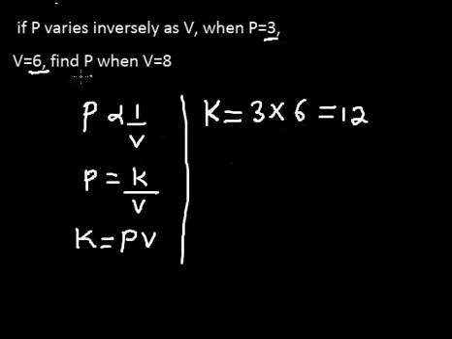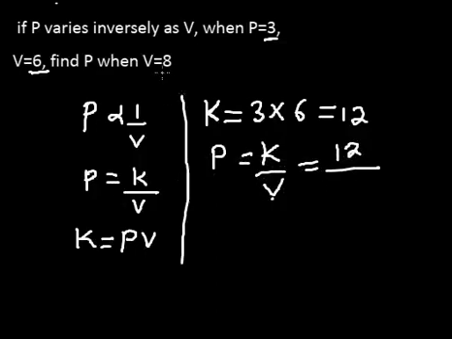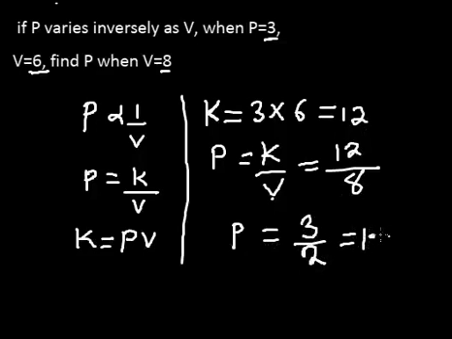So the question is, find p when v is equal to 8. Remember p, from the expression we had here, is k all over v. Having gotten k to be 12, we are looking for p when v is equal to 8. So p now becomes 8 over 12. Let's break it down: 4 divides 12 to give 3, and 4 divides 8 to give 2, which should be 1.5. Please take note of that.